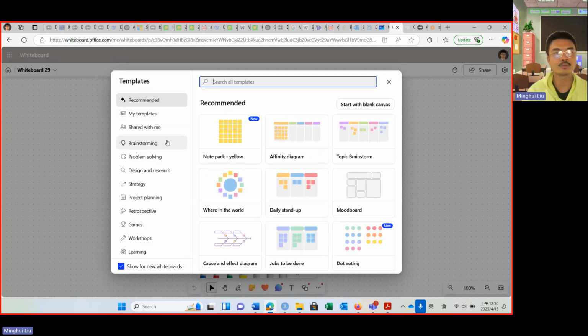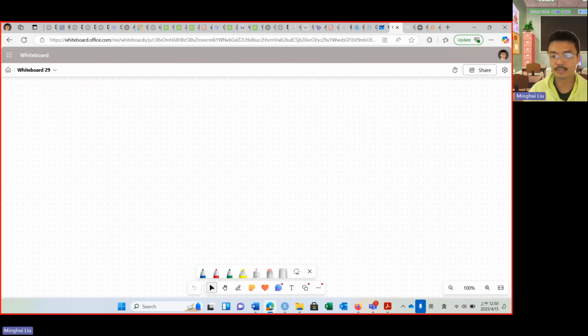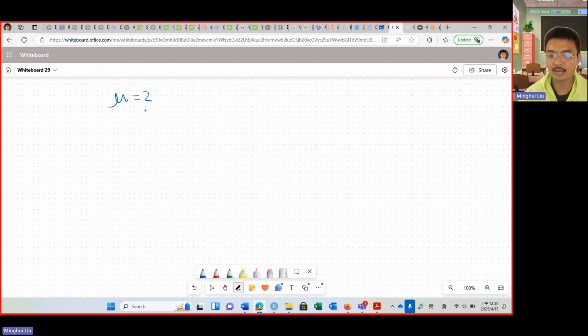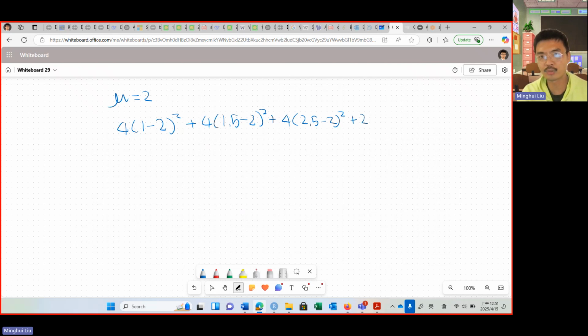Now let's go to this board, and you see we have the mean, or mu, equal to 2. We have 4 copies of ones, so 4 times 1 minus 2 squared, plus 4 copies of 1.5, 1.5 minus 2 squared, and 4 copies of 2.5, 2.5 minus 2 squared. We also have 1 copy of 2, so 2 minus 2 squared, which is 0. We have 2 copies of 3, so 2 times 3 minus 2 squared. Finally, we have 1 copy of 4, 4 minus 2 squared.